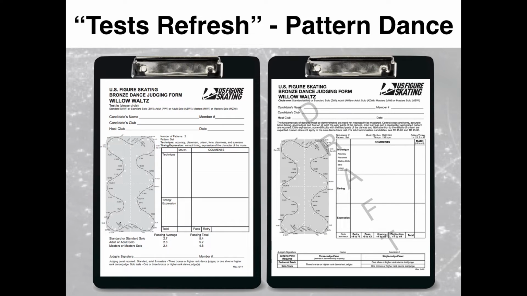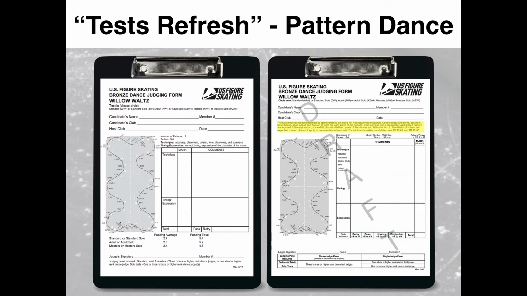The side-by-side test forms show the updated form on the right. The marking column moves from the space before the comments to the space after the comments. This placement for the marking column is consistent with all other test forms. The test result area is in a similar location, but the test result has been expanded and the order updated from pass retry to retry, pass, honors, distinction.